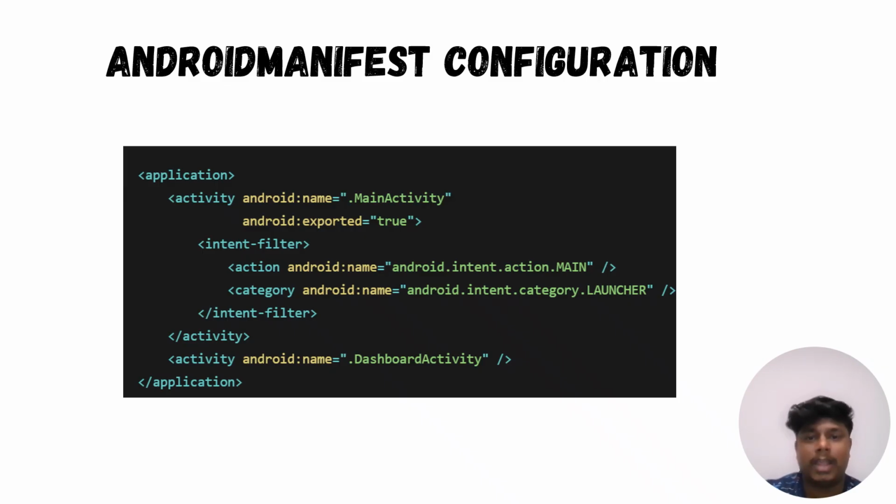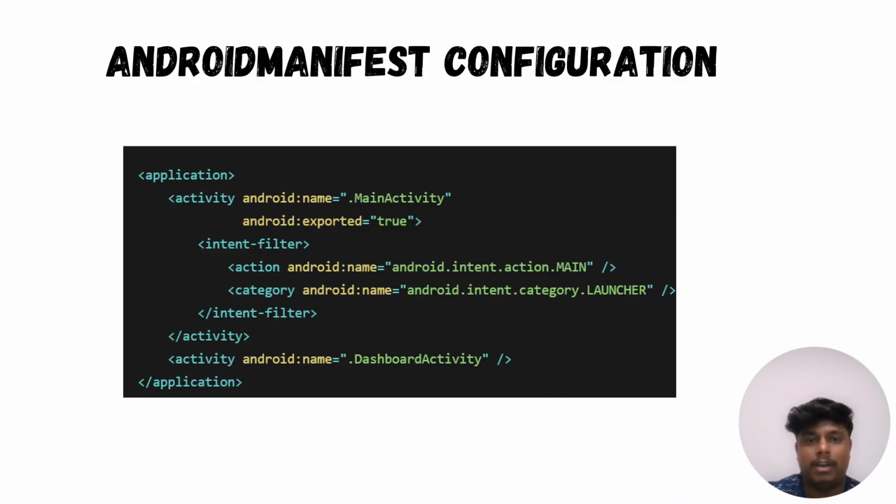Action android:name="android.intent.action.MAIN" marks this as the main entry point of our application. Category android:name="android.intent.category.LAUNCHER" makes this activity appear in the application launcher.